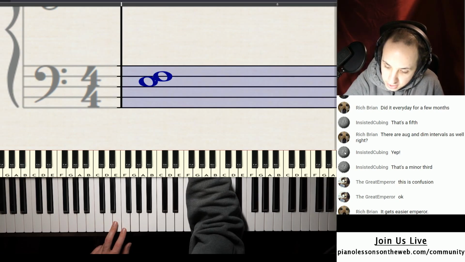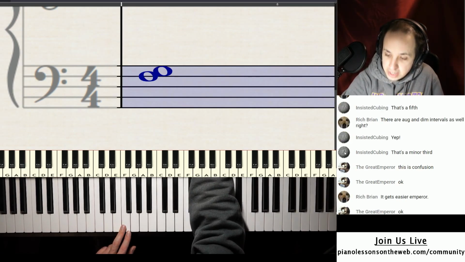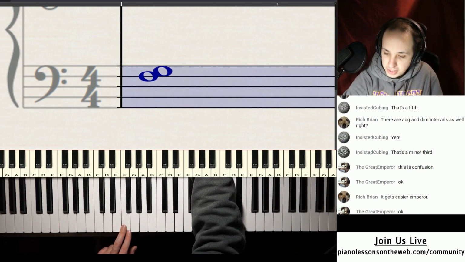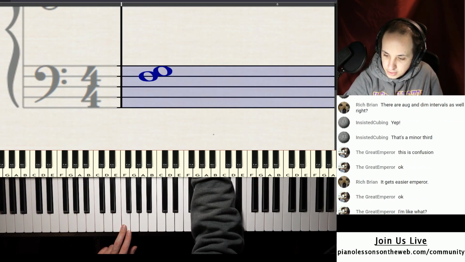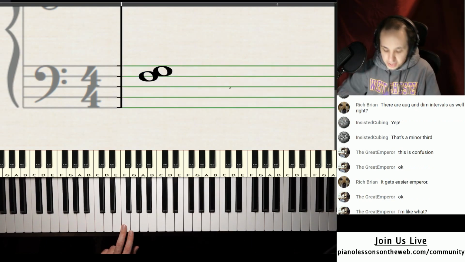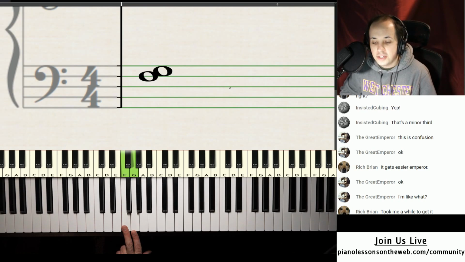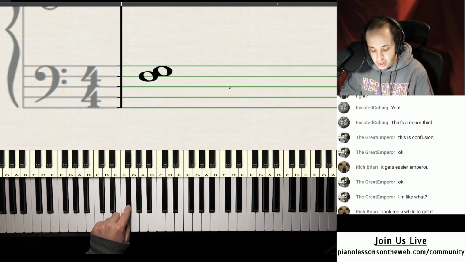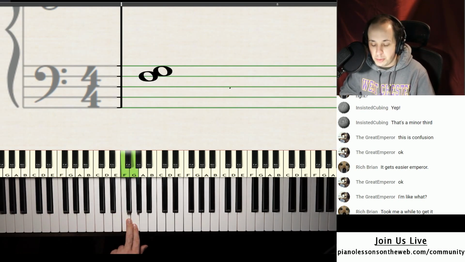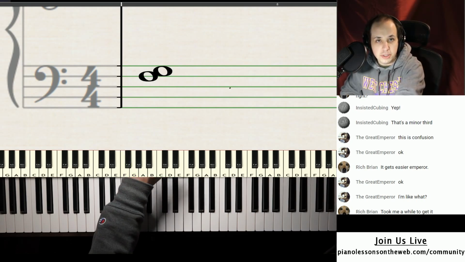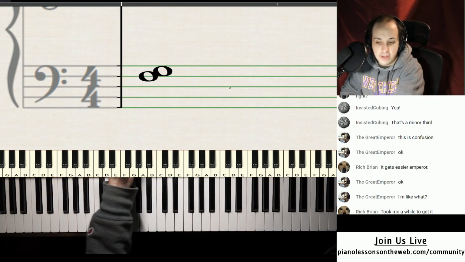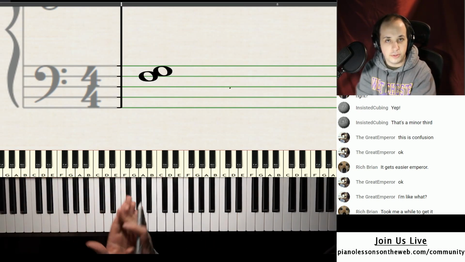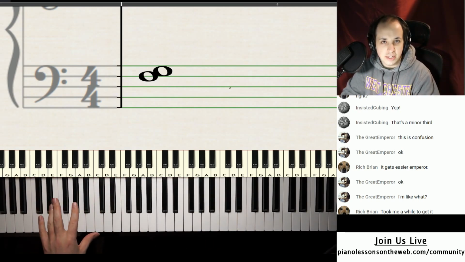However, if I move it here, there we go, finally. So if I move it here, you have F and G. But now, they're a whole step apart, so therefore, it must be a major second. But on paper, they look the same because you have two notes, real close together. So a second is a second, honestly.